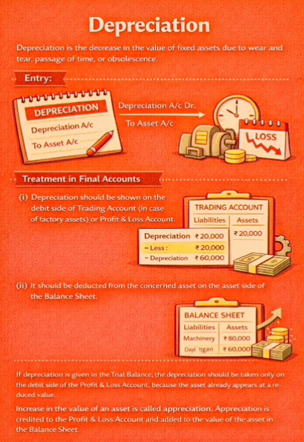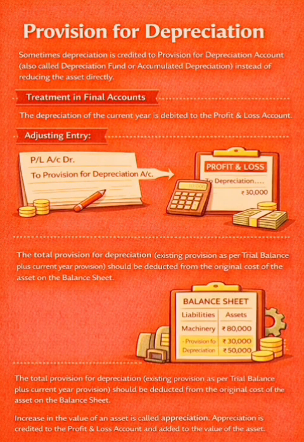Increase in the value of an asset is called appreciation. Appreciation is credited to the profit and loss account and added to the value of the asset in the balance sheet. Provision for depreciation. Sometimes depreciation is credited to provision for depreciation account, also called depreciation fund or accumulated depreciation, instead of reducing the asset directly.